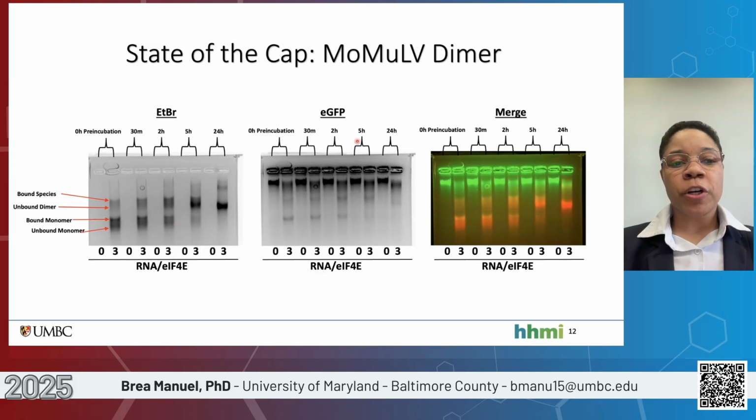So again, we first pre-incubated our RNA at 0 hours. This should give us primarily monomer. 30 minutes, 2 hours, and 5 hours should give us a mix of both. And then 24 hours, where we should get dimer. And we then introduce our eIF4E.